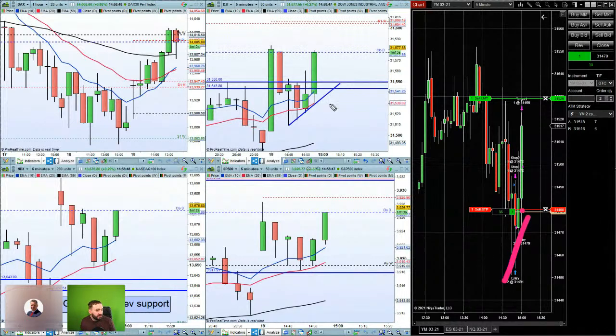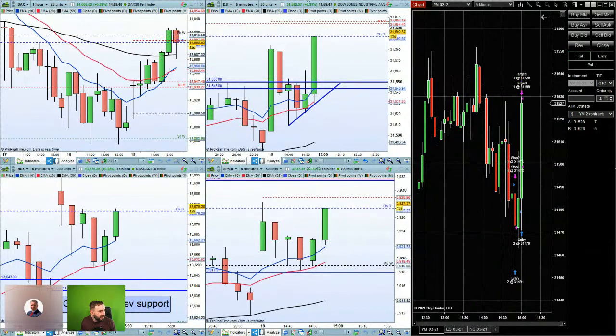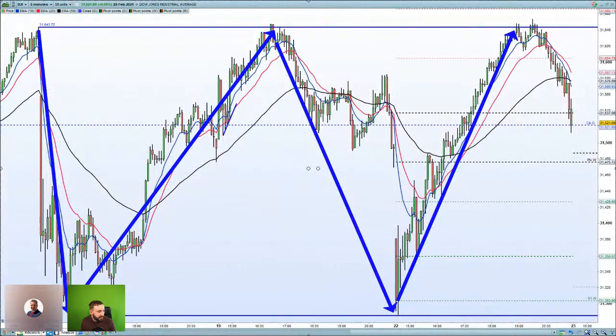Take our entry here. So there's different ways you can take a triangle breakout. You can wait for a new high, or if you're a little bit more adventurous, you can take it on a preemptive break. And on this occasion, we took it on a preemptive break. It ends up hitting our profit target quite nicely.